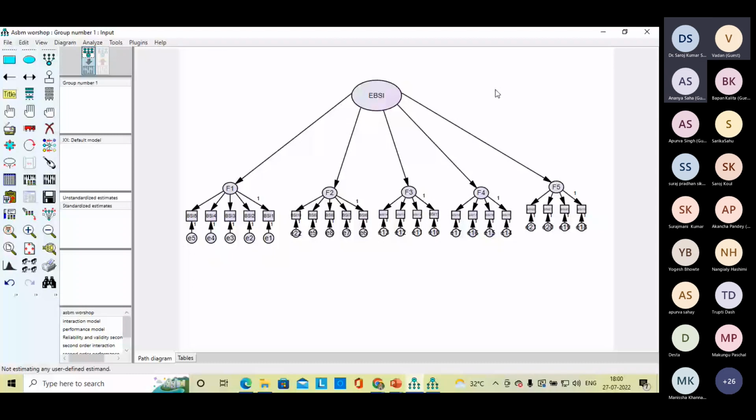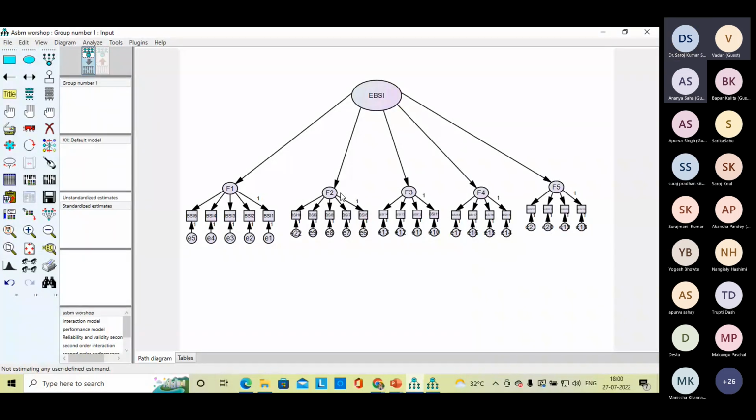So please listen carefully now. How much is F1 explaining the variance of EBSI? Definitely not 100%. So however much it is explaining, the rest is error. Likewise, how much of the variance of EBSI is explained by F2?